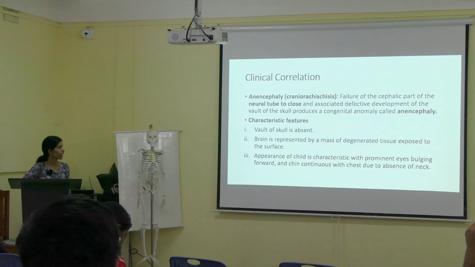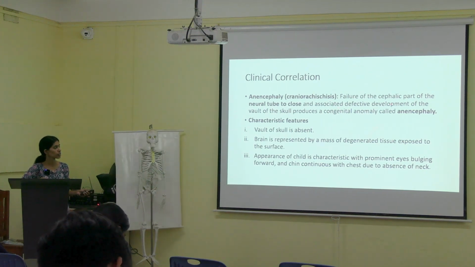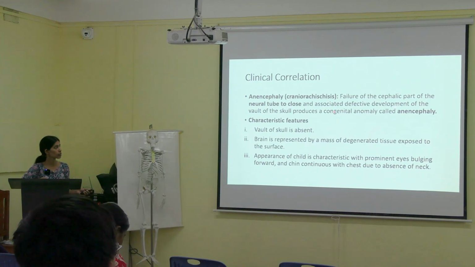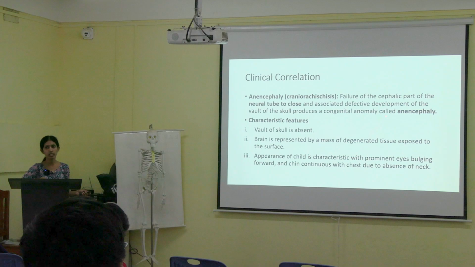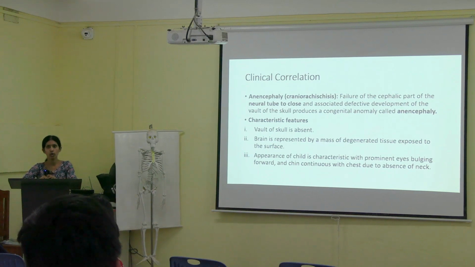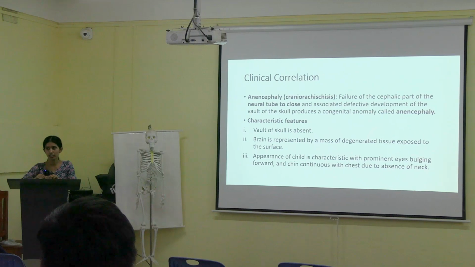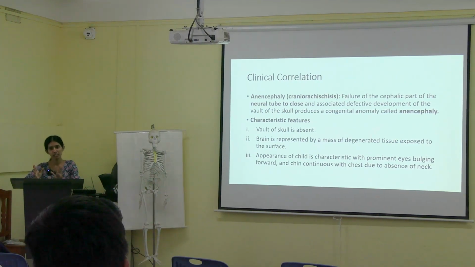Clinical conditions: anencephaly. Failure of the cephalic part, that is the anterior neuropore part of the neural tube, to close, and associated defective development of the vault of the skull produces a congenital anomaly called anencephaly. Here the vault of the skull will be absent. So which is the vault of your skull? Can you all point at the vault part of your skull? Just point it once, everyone. At least show me where the skull is.